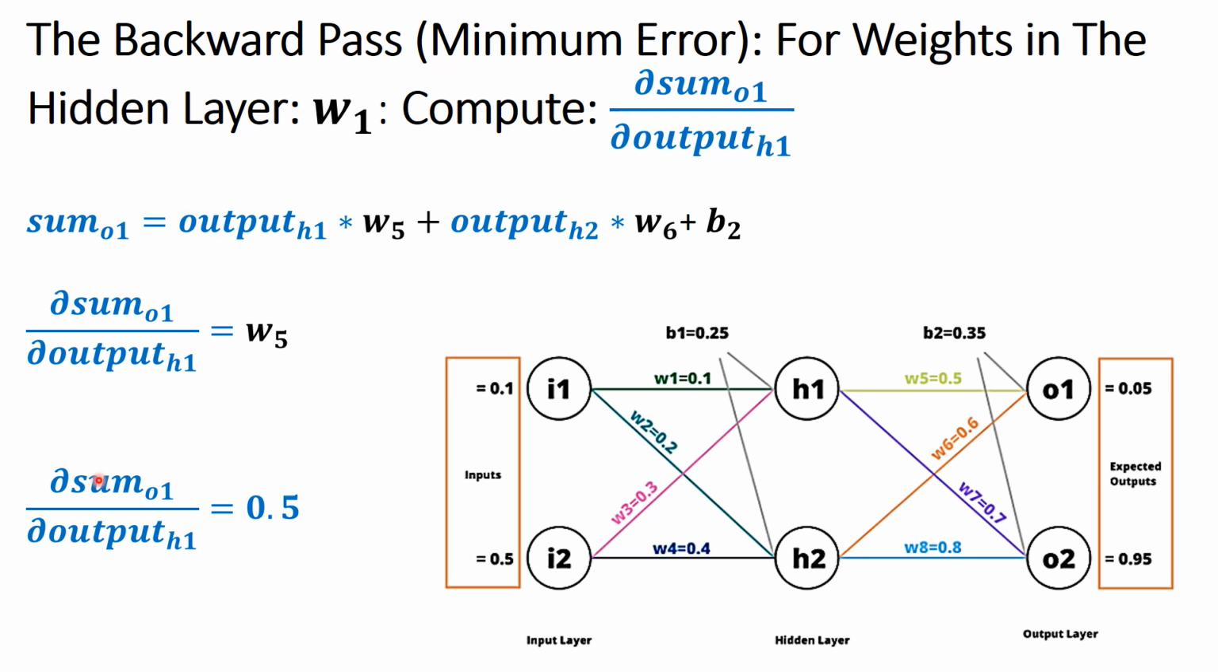Now we compute the third component, which is the partial of sum O1 with respect to output H1. Sum O1 equals output H1 multiplied by W5 plus output H2 multiplied by W6 plus B2. This term.